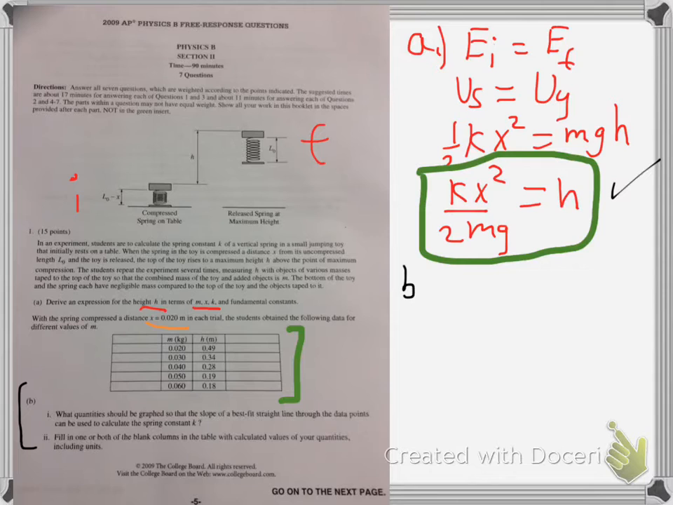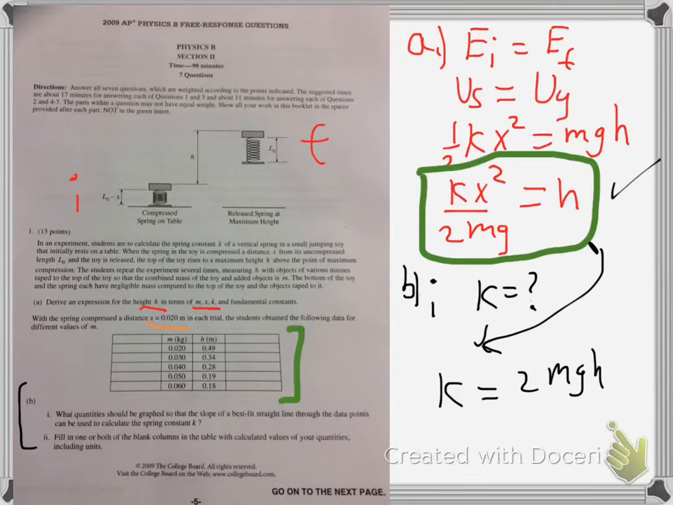Now for B1, we want to figure out what we would graph to find the slope of a straight line, so a linear relationship that we would be able to use for the spring constant K. So I'm going to basically take our equation that we did in A, and I'm going to solve for K. So let's see what K actually equals. Okay, so rearranging, we get 2mgh over x squared.